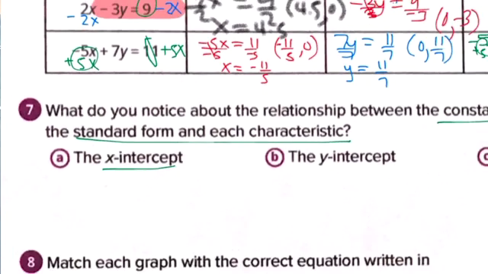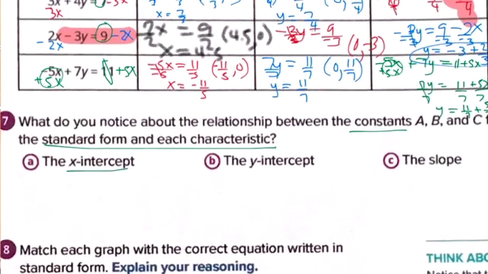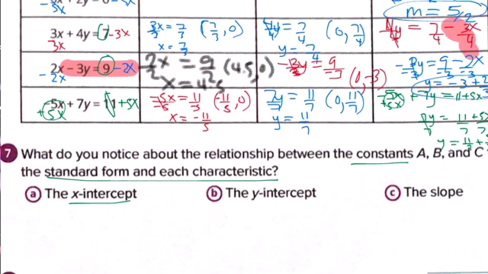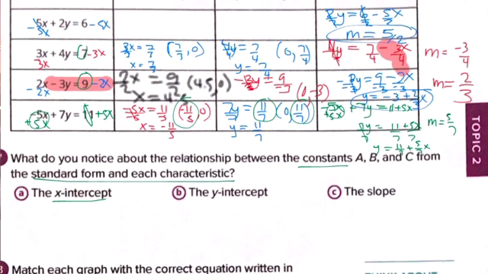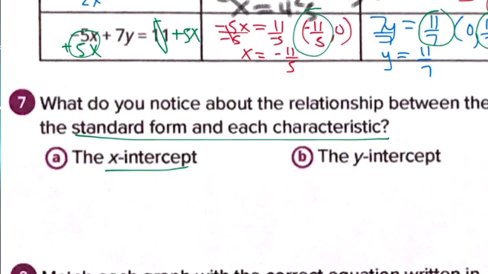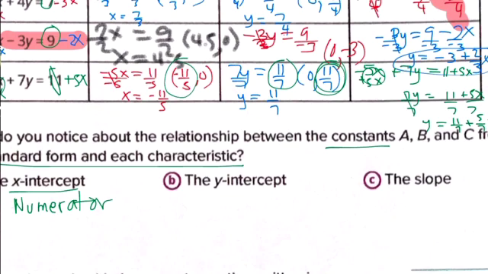X-intercept. Oh, it's the numerator, I would assume. So the x-intercept and a and c. Oh, it's the numerator for both of them, noticed? X-intercept is the numerator for both. The y-intercept is the numerator of the y-intercept too, see? It's the numerator, the 11. The constant is always the numerator.